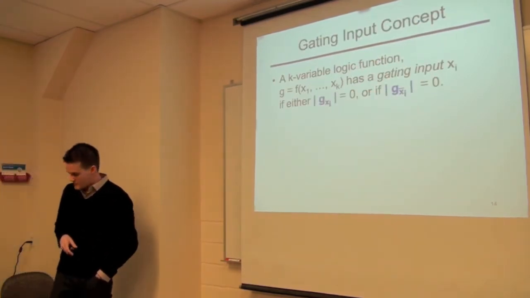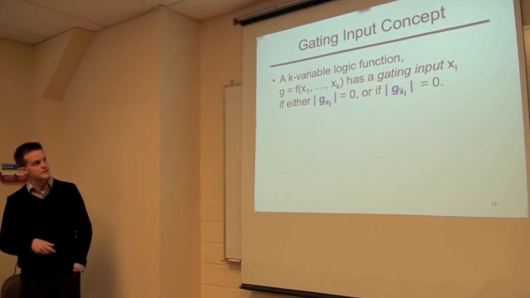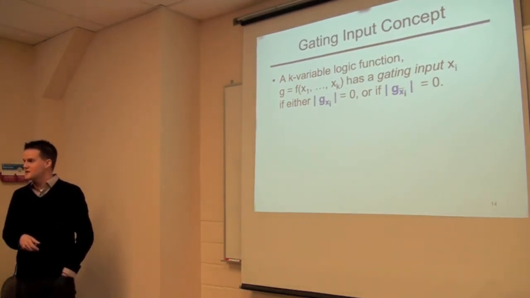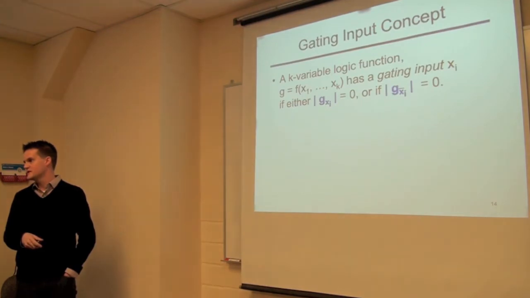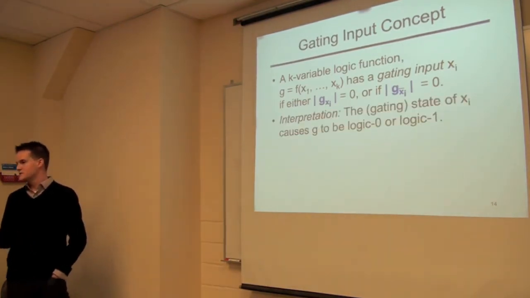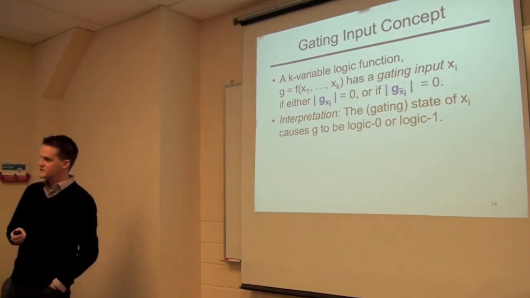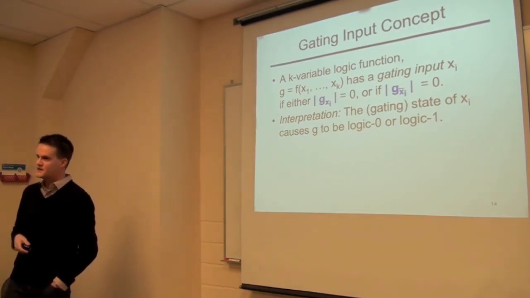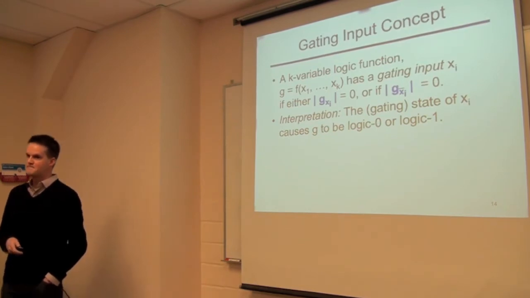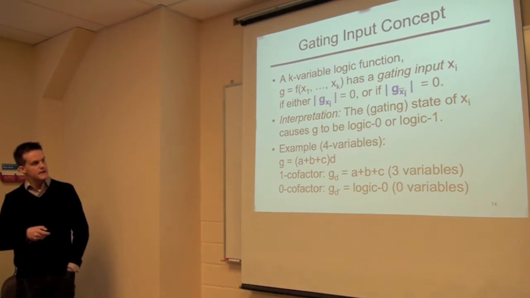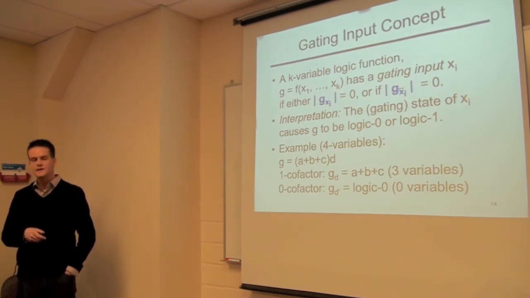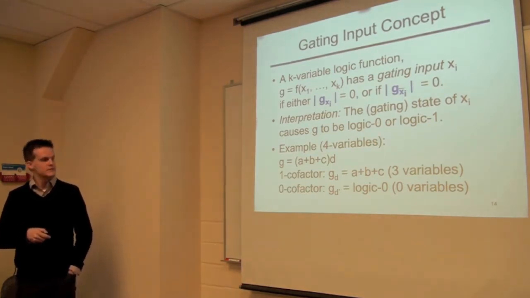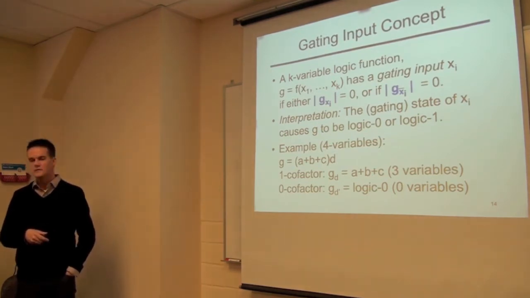A special case of trimming input is something called a gating input, which is a word used in the literature. A gating input is a special case of trimming input where one of the cofactors has 0 variables. Interpretation: there's one input to the function that, when it is in a particular logic state, logic 0 or logic 1, makes the function immediately go to a known state of 0 or 1. It's like an AND gate, for example. If any input is 0, the function is 0 in an AND gate. Example, 4 variables: A and B and (A or B or C), and D. If we do the Shannon decomposition with respect to D, the 1 cofactor has 3 variables. The 0 cofactor is just logic 0, with 0 variables.